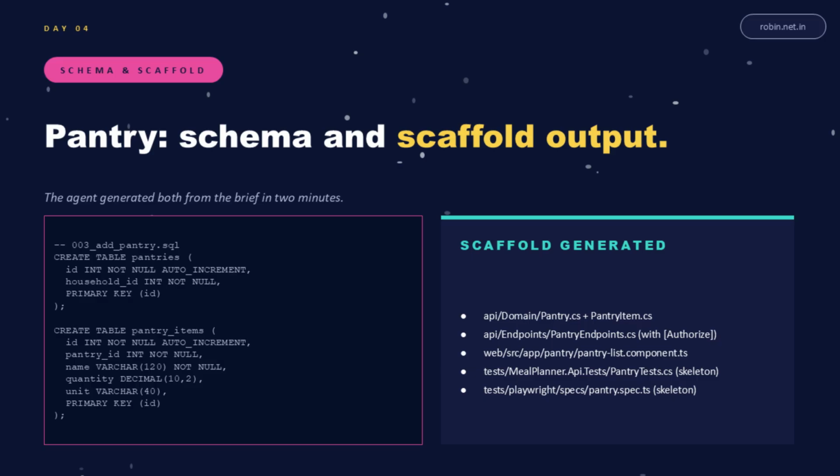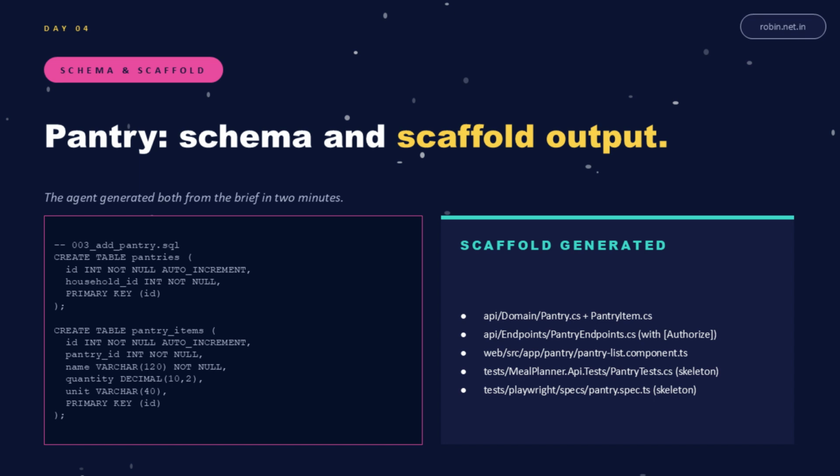Schema. Pantry's table with household_id. Pantry_items with name, quantity, unit. Migration. Named 003_add_pantry.sql. Scaffold the agent generated in 2 minutes.